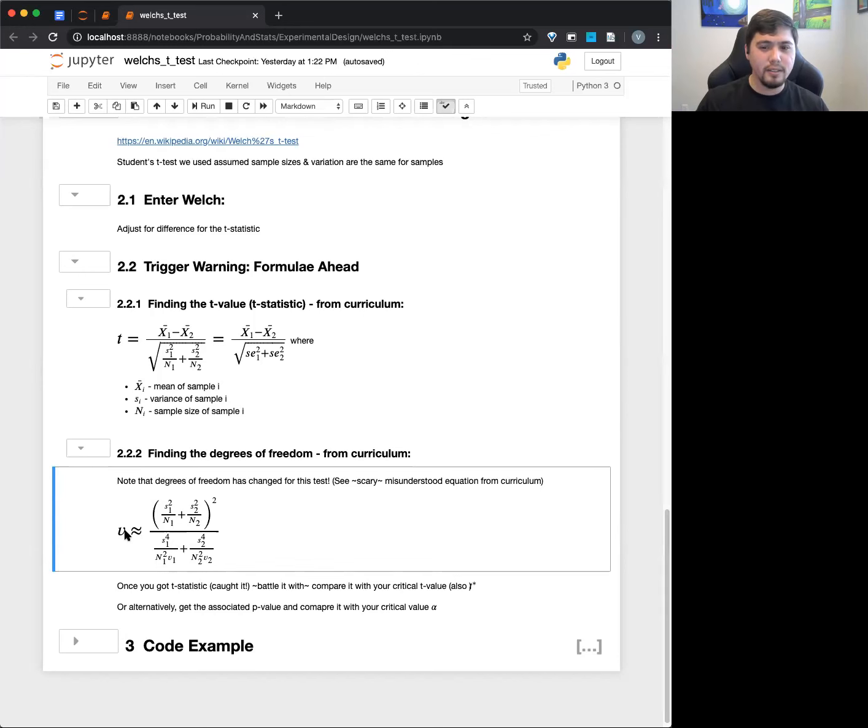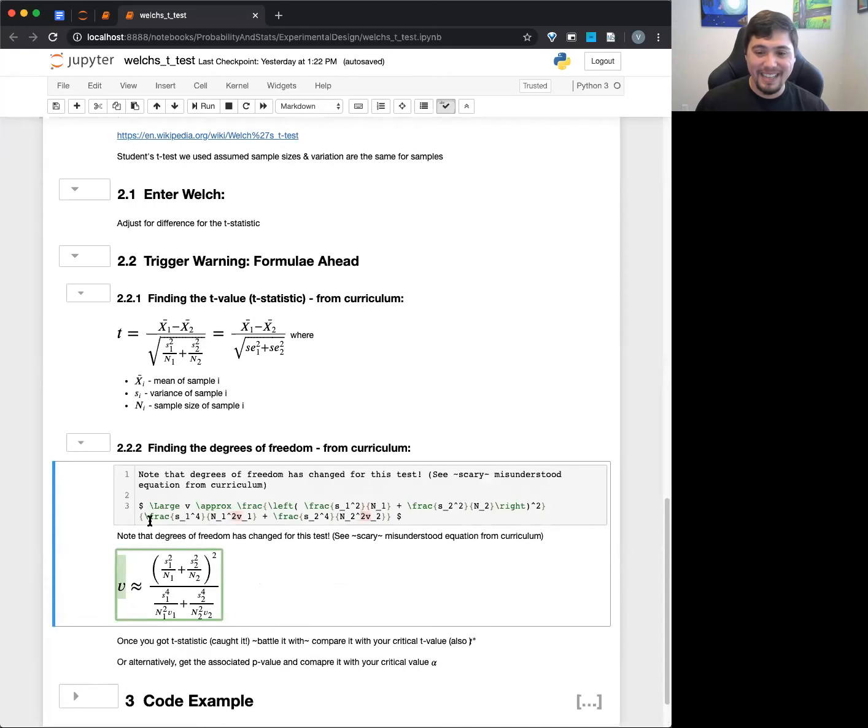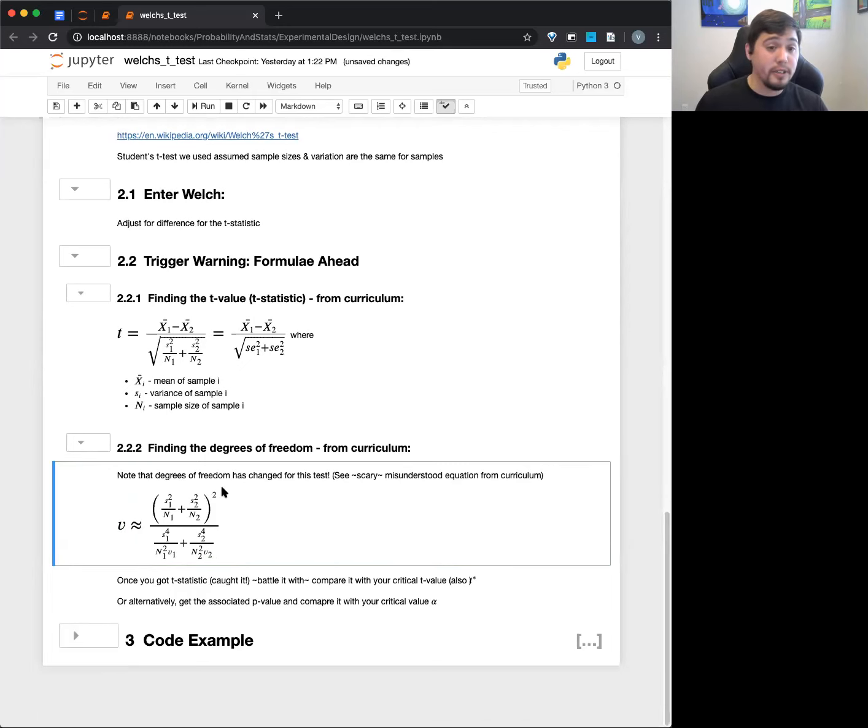I don't know if you guys know Greek letters, whatever. Anyway, I think it's actually on here. No? I don't have it on here. No, I did put large V, whatever. Or it should be nu. Anyway, so that is your degrees of freedom.